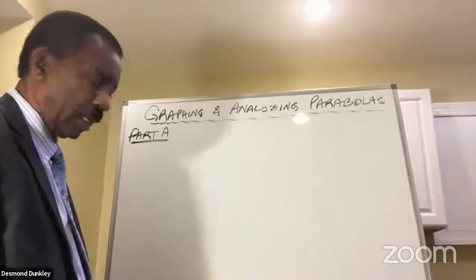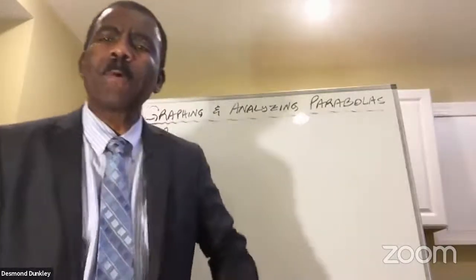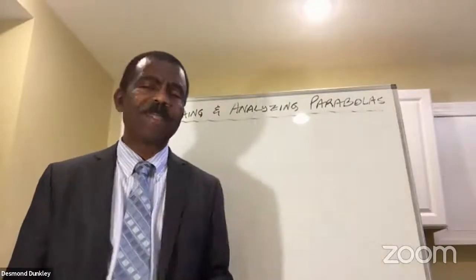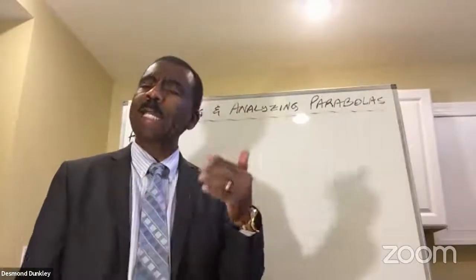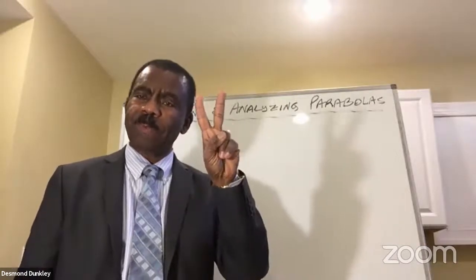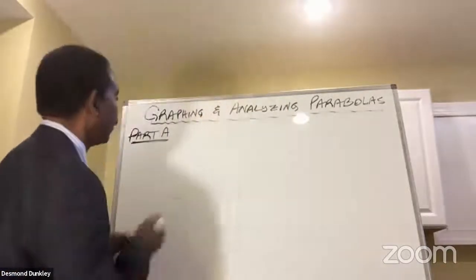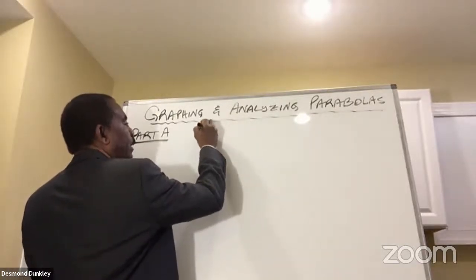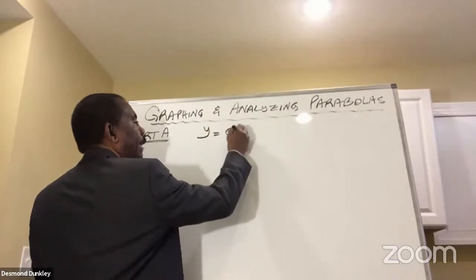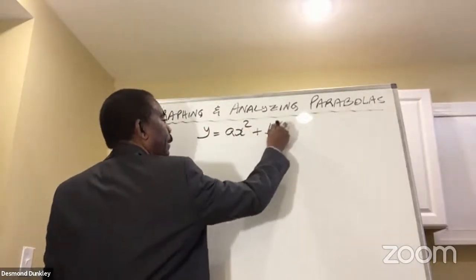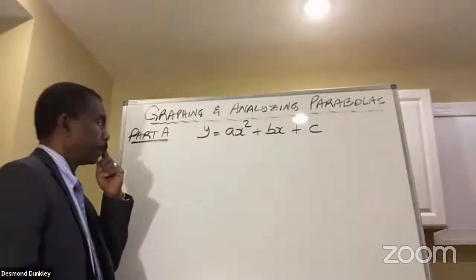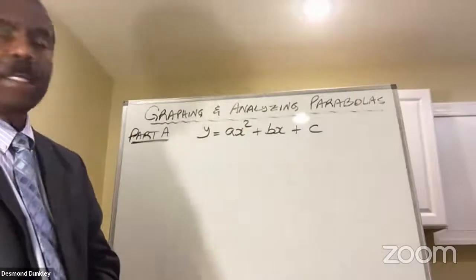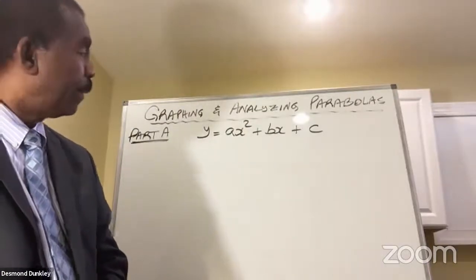So by now, I'm sure you realize that when we talk about parabolas, we're talking about graphing a quadratic equation. Remember, quadratic means that the highest exponent is 2. So let's look at this. The general quadratic equation is y equal to ax squared plus bx plus c. That's the general quadratic equation.